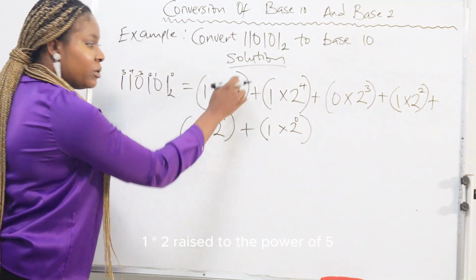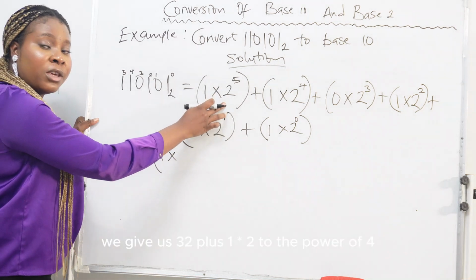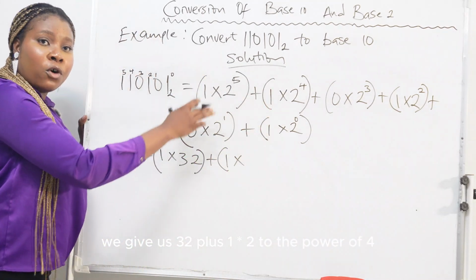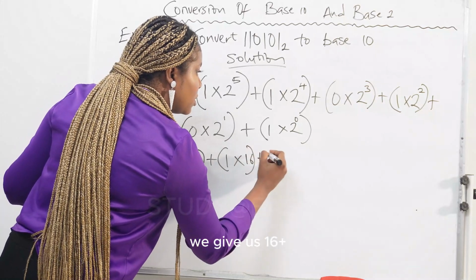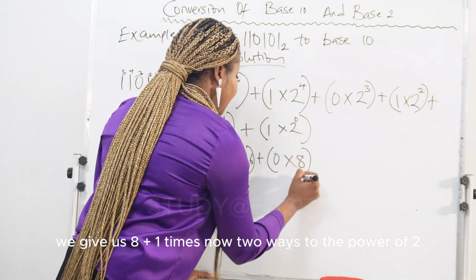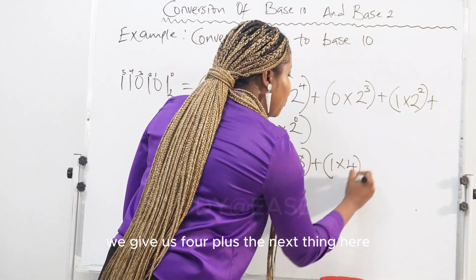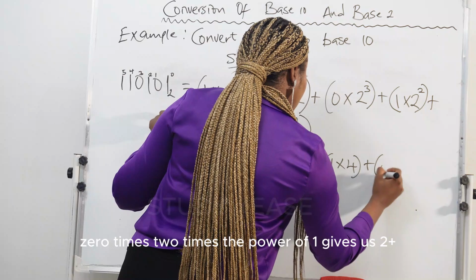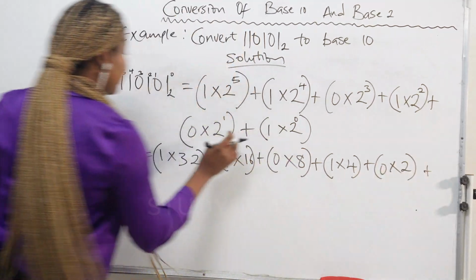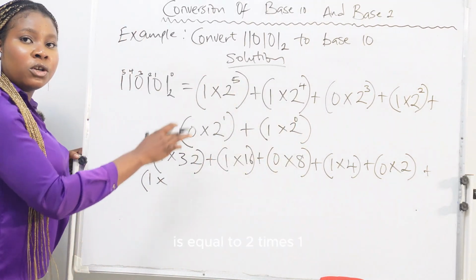1 times 2 raised to the power of 5 will give us 32, plus 1 times 2 raised to the power of 4 will give us 16, plus 0 times 2 raised to the power of 3 will give us 8, plus 1 times 2 raised to the power of 2 will give us 4, plus 0 times 2 raised to the power of 1 will give us 2, plus 1 times 2 raised to the power of 0. Any 2 raised to the power of 0 is always what? 1.